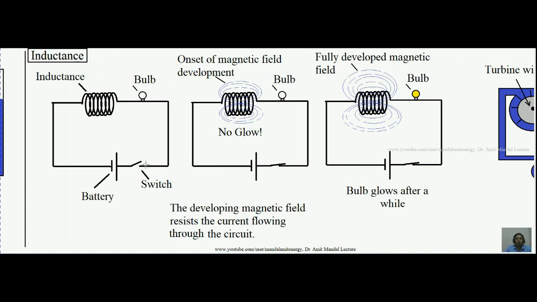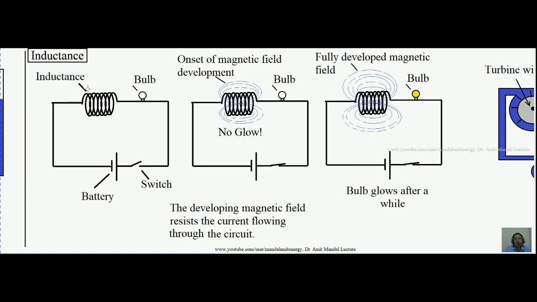Now what will happen in case the switch is closed? This is a coil of wire, so it will start developing a magnetic field. Okay, so the bulb will not glow initially, because the development of the magnetic field has started. Ultimately, when the full magnetic field is developed, then the bulb will start to glow. So it will offer a resistance for a short while, and then it will become a conductor.